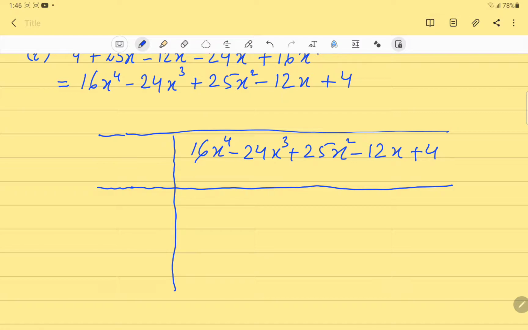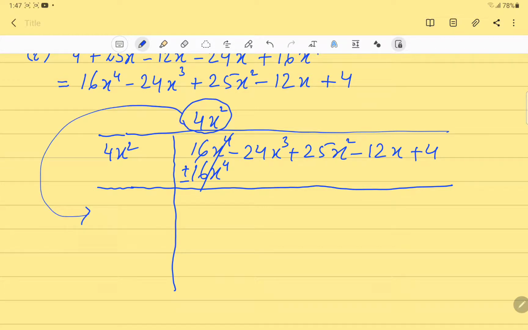16x^4 is a square of 4x raised to power 2. So when we multiply 4x raised to power 2 with 4x raised to power 2, we get 16x raised to power 4. We subtract it and it cancels. Now we have to write double of 4x squared over here. So double of 4x squared is 8x squared. We bring down the next two terms.